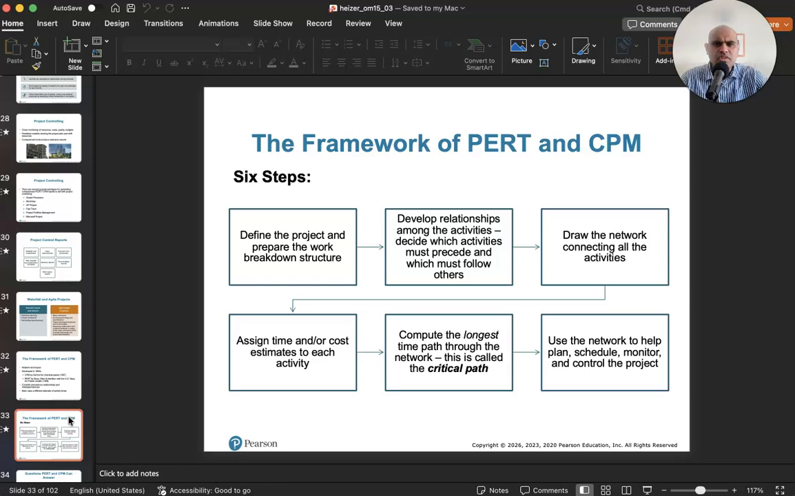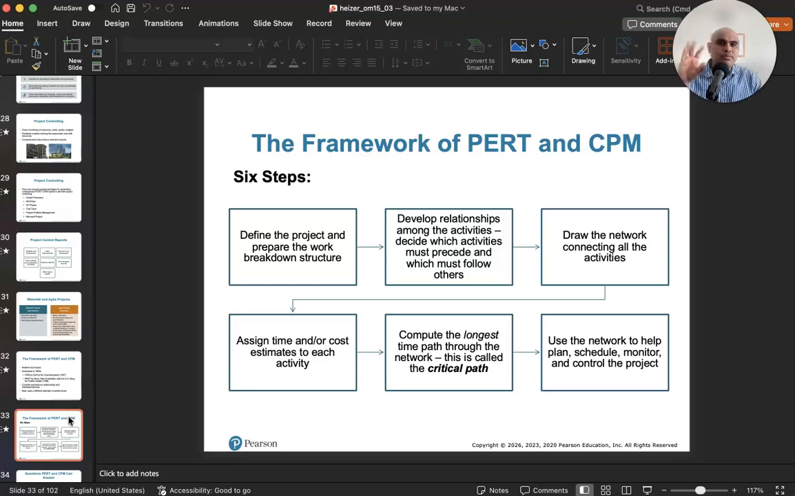All right. So there are 6 steps for PERT and CPM. You define the project and come up with the work breakdown structure, develop relationships amongst activities, and decide which activities precede which other activities. Then you're going to physically draw out the network. Then, based upon the activity times that you have, you figure out how long the project is going to take. To do that, you calculate something called a critical path.